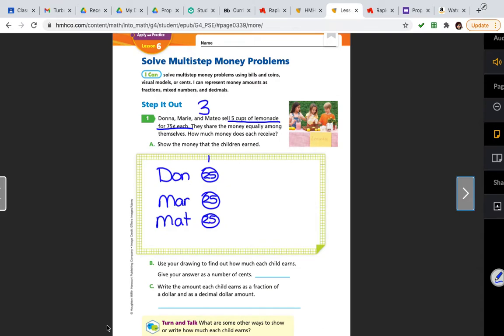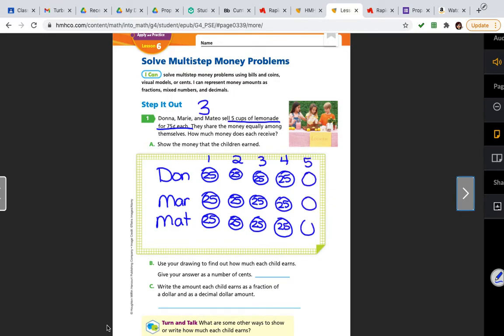So 2 cups, that's another quarter for each one. So 25 cents, 25 cents, 25 cents. 3 cups, 25, 25, 25. The 4th cup, they each get a quarter from that sale. So 25 for you, 25, 25, and they sold 5 cups. So again, a quarter for each person.